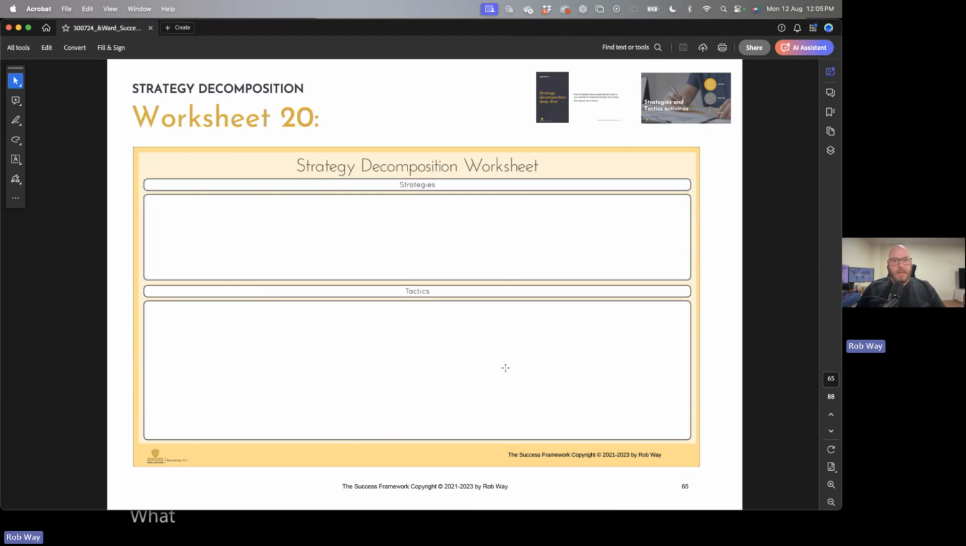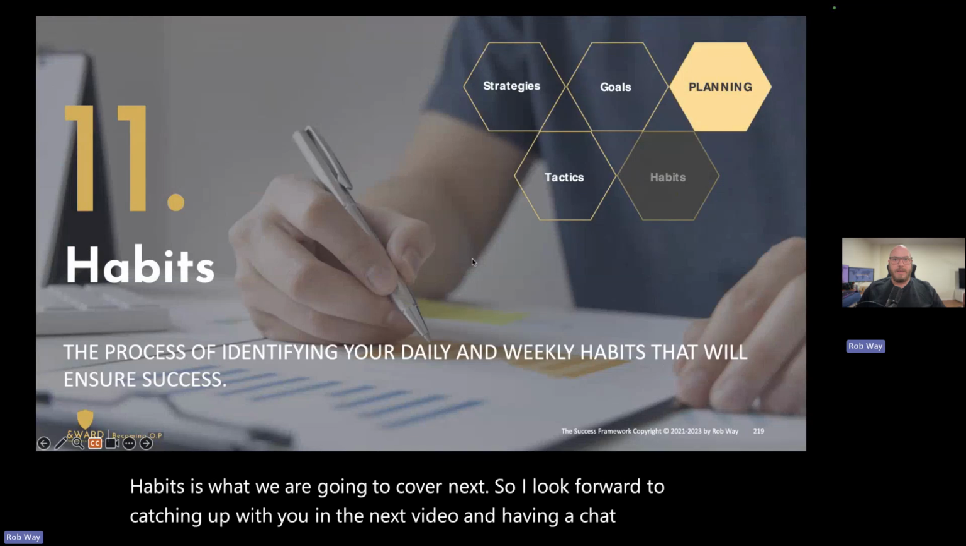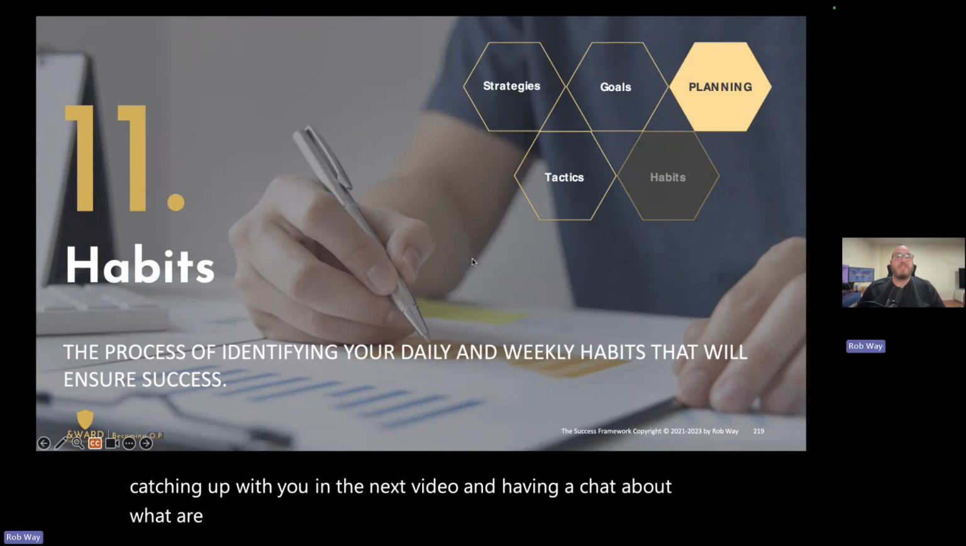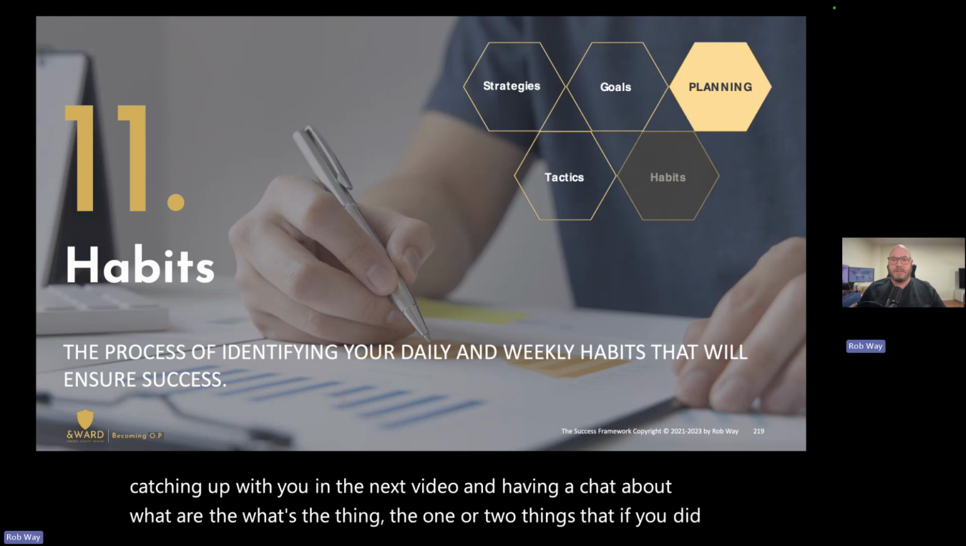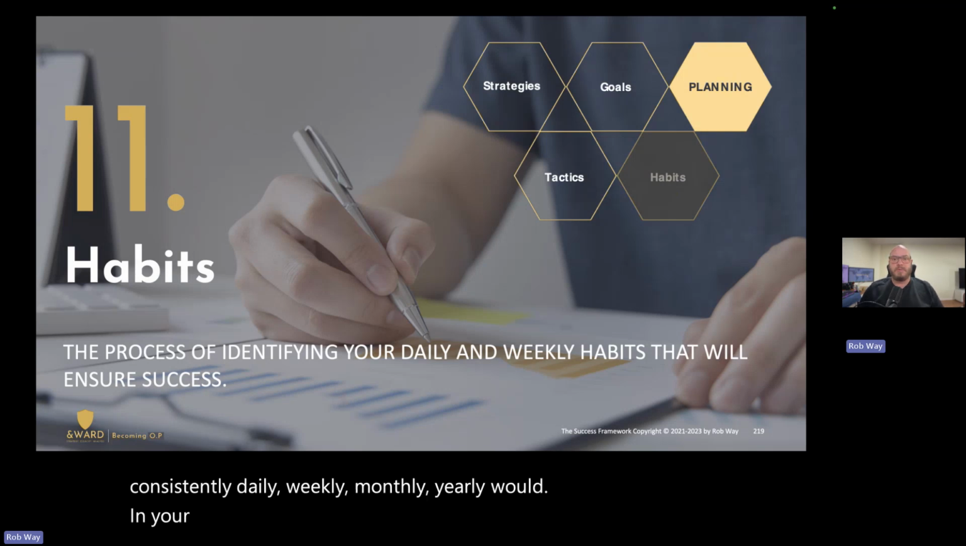What we're going to do now is we're going to finish this section of the success framework and we are going to jump into habits. Habits is what we are going to cover next. So I look forward to catching up with you in the next video and having a chat about what's the thing, the 1 or 2 things that if you did consistently, daily, weekly, monthly, yearly, would result in your entire strategy being realized.